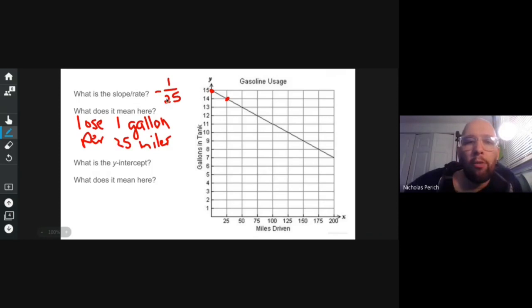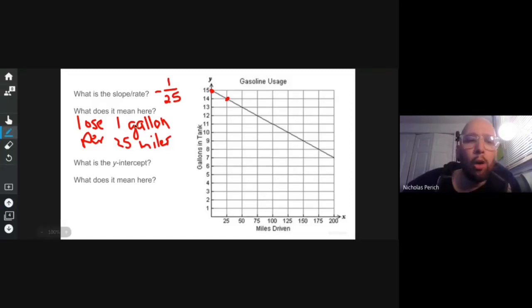Where did I get the 1 from? Up here. Where did I get the 25 from? Down here. So if I go down 1 over 25, I lose 1 gallon every 25 miles I drive. That makes sense. If you drive your car, you're going to lose the gasoline in your car. So you lose 1 gallon per 25 miles.